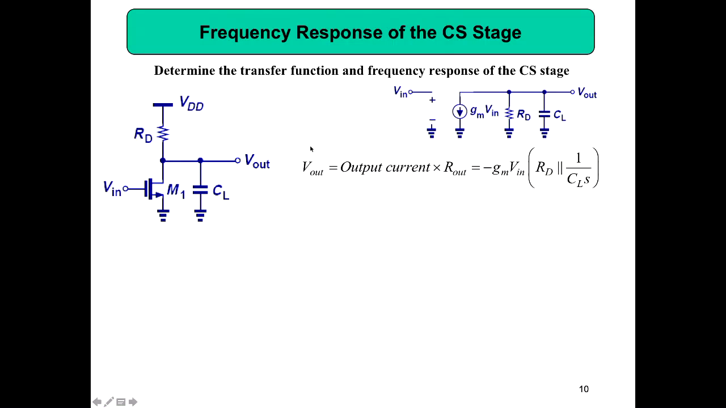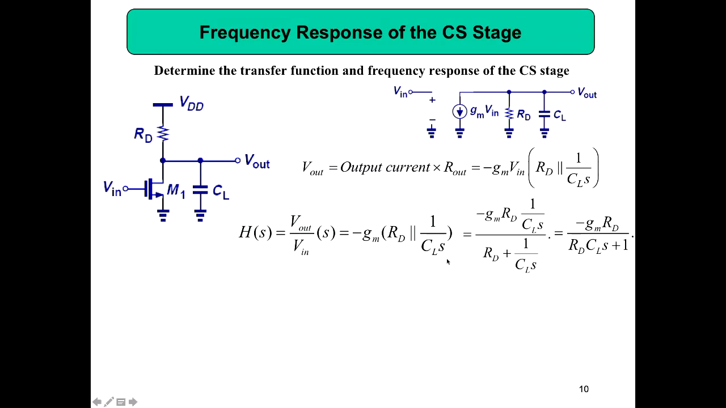Then you can find V out, which is equal to the output current into R out, which is equal to minus gm into V in into RD parallel 1 by CL s. The transfer function, V out by V in, I have written here as a function of s, because this is a function of frequency. So the transfer function in electronics is V out by V in, which is a function of frequency, or frequency dependent gain, which is equal to minus gm into RD parallel 1 by CL s. So then you have the transfer function.